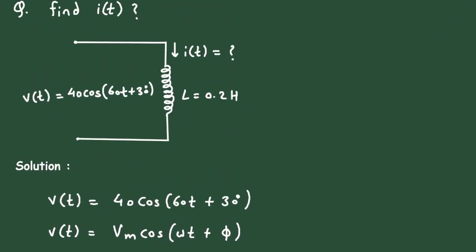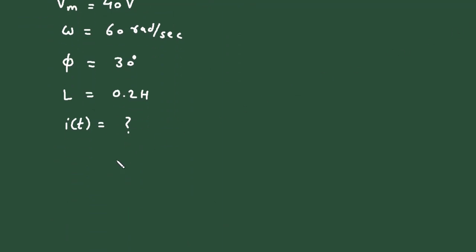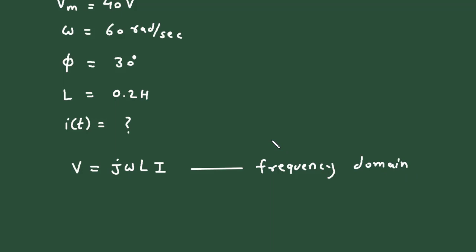And we know that for inductor, the voltage and current relation in frequency domain is given by V is equal to J omega L I. This is in frequency domain, and it is the V and I relationship in frequency domain for inductor.